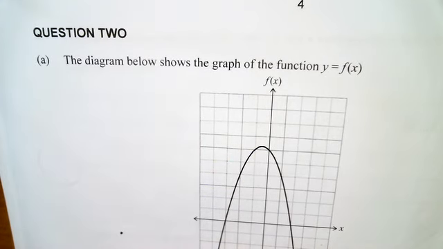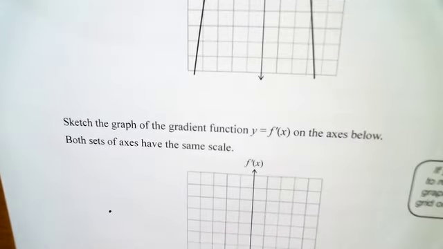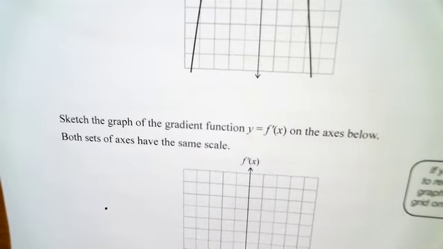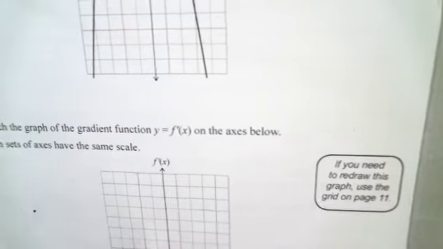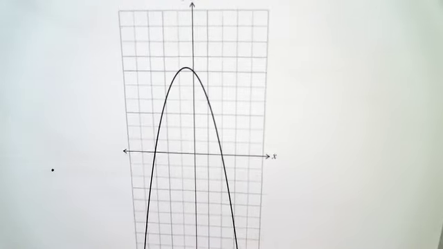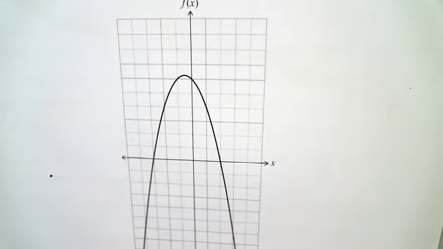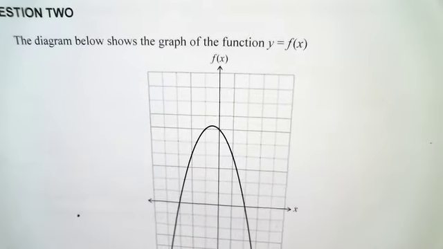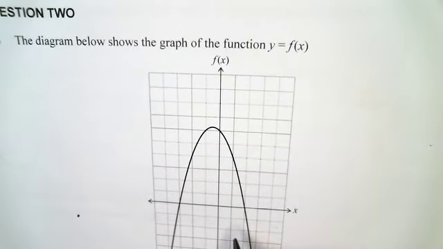Question 2a says the diagram below shows the graph of the function f of x, and we need to sketch the graph of the gradient function f prime x on the axis below. We won't redraw it, we're just going to draw it over here so you can see one overlaid with the other and how they compare. First thing I notice is it's a negative, so it's going to be a negative parabola.